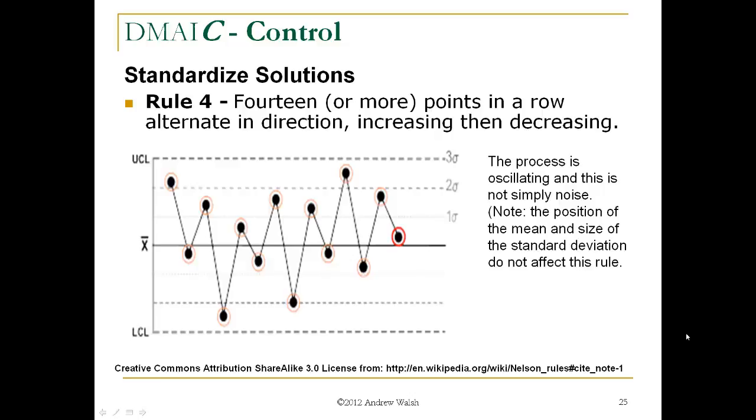Rule 4, 14 or more points in a row alternate in direction, increasing then decreasing. In this case, the process seems to be oscillating. This is not simply noise. Now, the position of the mean and the size of the standard deviation do not affect this rule. This could be caused by a number of things. This can be caused by controls turning on and turning off, making readings high and then low. It could also be caused by using different operators at different times where one has a bias in one direction, the other has a bias in the other direction. It will take some investigating to figure out what is causing this.